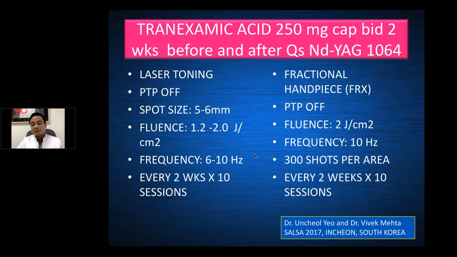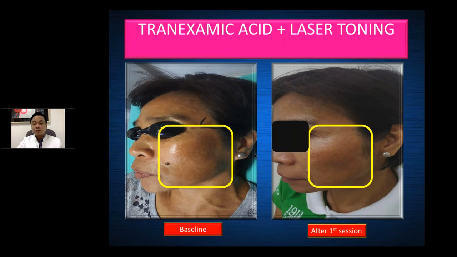So take this case, for example, of one of my patients, a 53-year-old female who had given up on topicals because she had used arbutin cream for quite some time and several chemical peels, but she had a recent rebound of a very bad melasma. So I gave her just topical vitamin C and oral tranexamic acid, 250 milligram capsule twice a day, 2 weeks before the laser session and 2 weeks after the laser session.